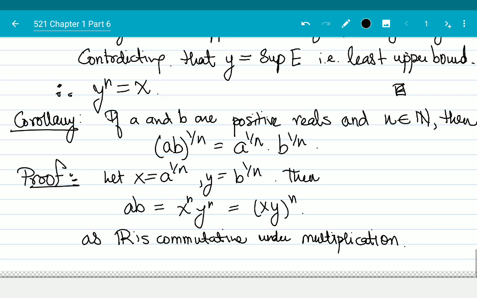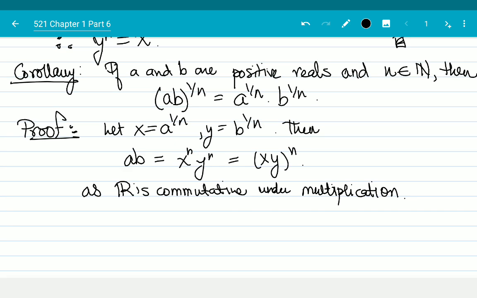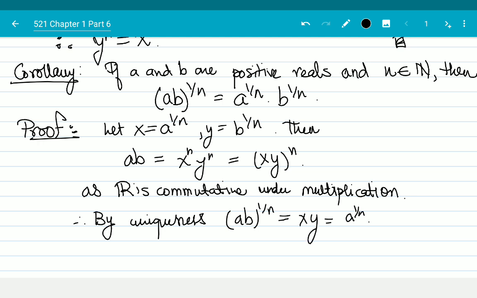Okay, and therefore by uniqueness, (ab) to the 1 over n is equal to xy, which is equal to a to the 1 over n times b to the 1 over n.